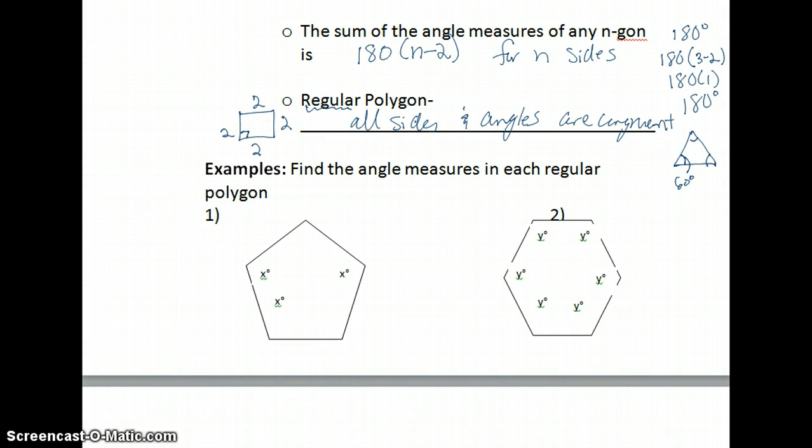Notice the notation I used. One stroke. That denotes all of these angles are congruent to each other. And that means that each of these sides, if this side was 3, the other sides would also have to be 3 as well. So if you're finding the angle measures in each regular polygon, that means that all the angles and sides are congruent. We have to first find out how many sides it has. This one has 5. It's a pentagon.